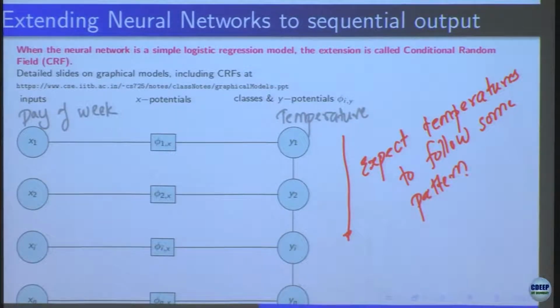Either gradually increasing or gradually decreasing, so some kind of smooth pattern. One way you try and bring in that smoothness is by adding potentials or adding these features also across the outputs. So y1 should not be too different from y2. Can you think of something that binds y1 to y2?